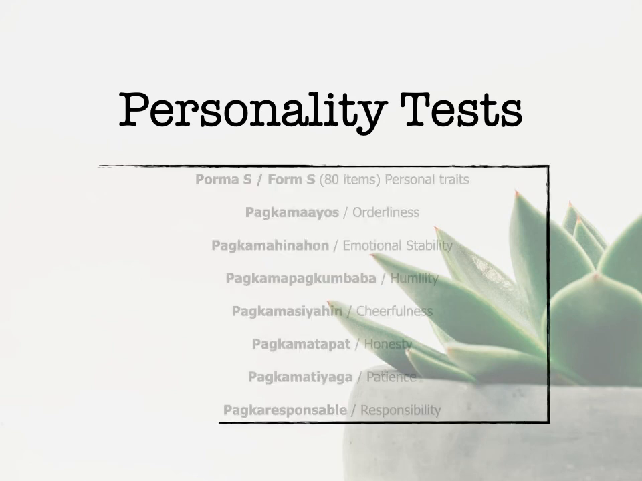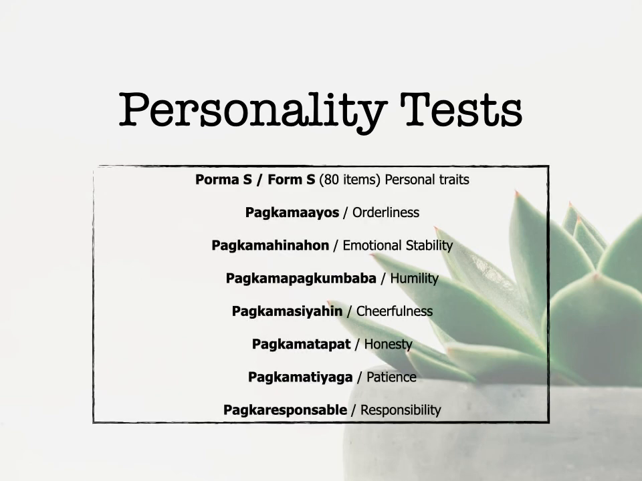How about Form S or Porma S? Again, these are dimensions that measure personal traits, such as pagkamaayos, which is orderliness, pagkamahinahon or emotional stability, pagkamapagkumbaba or humility, pagkamasiyahin or cheerfulness, pagkamatapat or honesty, pagkamatyaga or patience, and pagkaresponsable or responsibility.